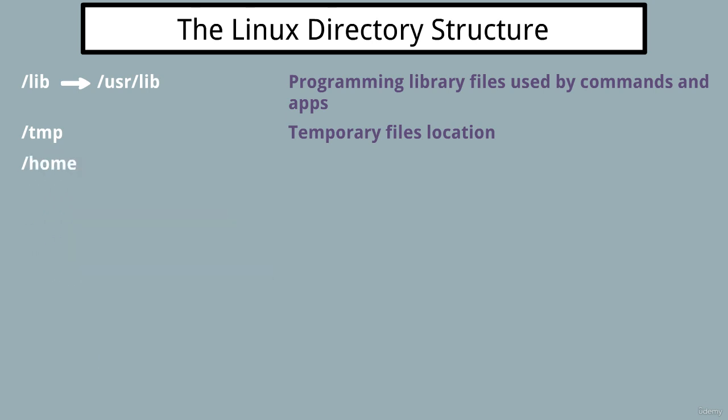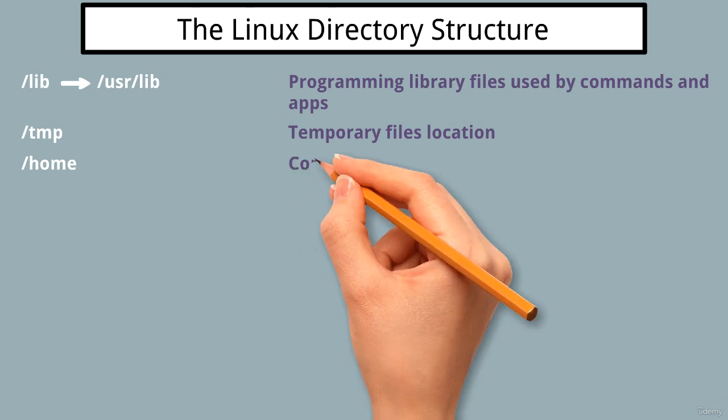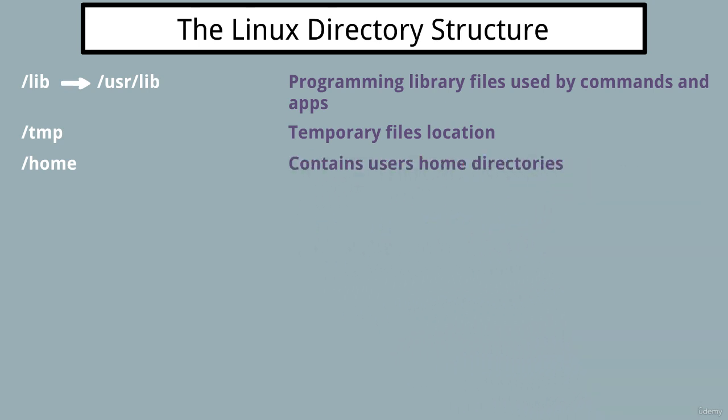Next is /home, the home file system. This file system holds user home directories for each user. Each user, in most cases, will have their home directory. For example, /home/user, whatever user that you created. For example, if you created a user called Kashif, it will be under /home/Kashif.